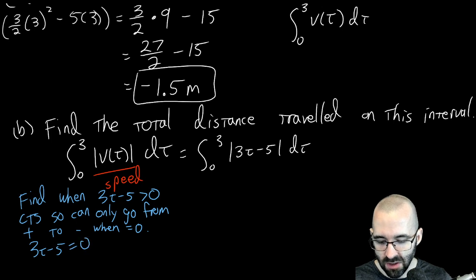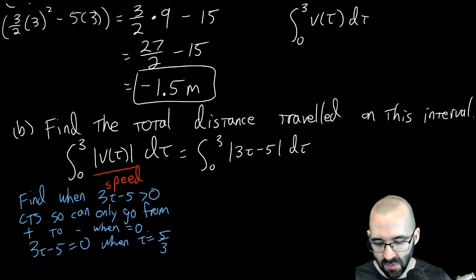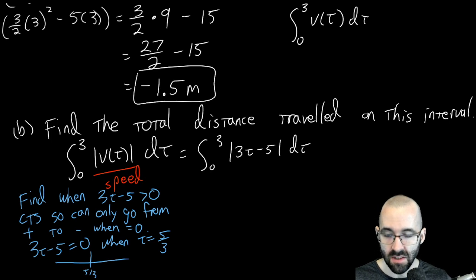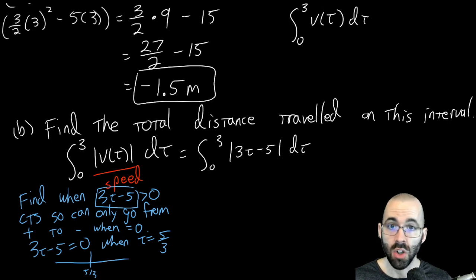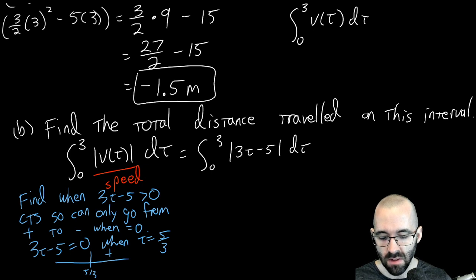3t minus 5 is equal to 0 when t is 5/3. And then we could set up a little chart and say, all right, at 5/3, it switches at 0. What happens to the right? Well, to the right of 5/3, 2, for example, we plug in 2, we get that it's positive. To the left of 5/3, we could plug in 0, for example. If we plugged in 0, we'd get something that's negative.